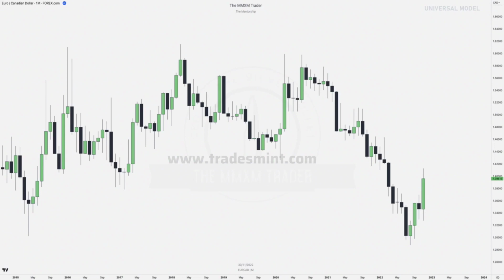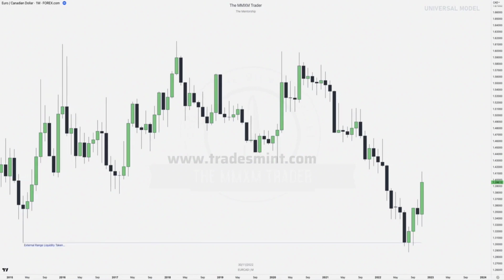First of all, we're going to think about external and internal range, right? Where has external range liquidity been taken? We've got this low down here, extended out in time, and we see the purge on sell side liquidity over here, which means from external we go to internal, and we have our draw on liquidity.